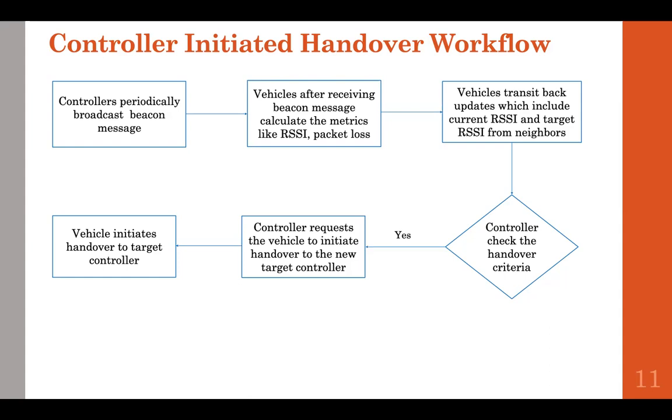If it is load based, it can check the current load the controller has, and whether it is okay to hand over a vehicle to some other controller. If the criteria are met, then the controller sends information to the vehicle saying: I am giving you the target controller where you need to initiate the request for handover, so go and initiate the handover. So the vehicle goes and initiates the handover.